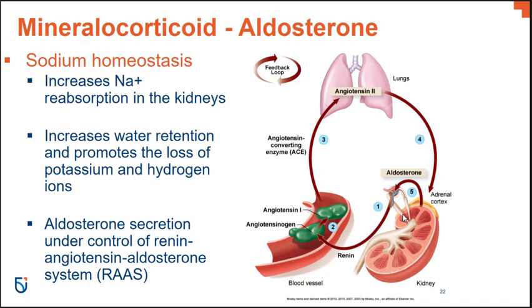If aldosterone wasn't stimulating the tubules to do this, then the sodium would just end up as part of our urine. Now, whenever sodium moves in one direction, water likes to follow according to osmosis. So when we reabsorb sodium because of the stimulation of aldosterone, water will follow from the tubules as well. And so what we end up with is more sodium and more water within our body.